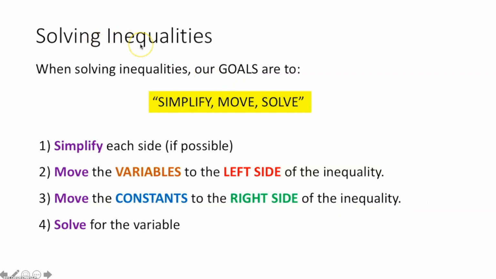Now, solving inequalities. This is a little different than solving equations, but honestly, it's very, very similar. So when solving inequalities, we simplify, move, solve, just like normal. We simplify each side if possible first, then we're going to move the variables to the left-hand side, we're going to move the constants to the right side, and then we're going to solve for the variable.